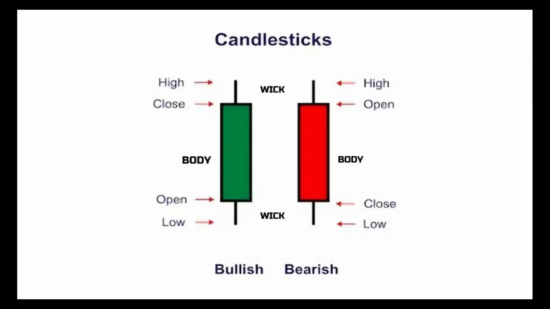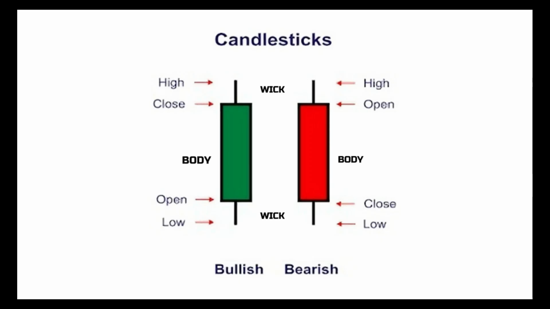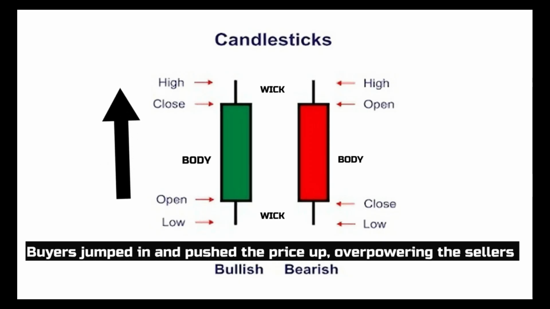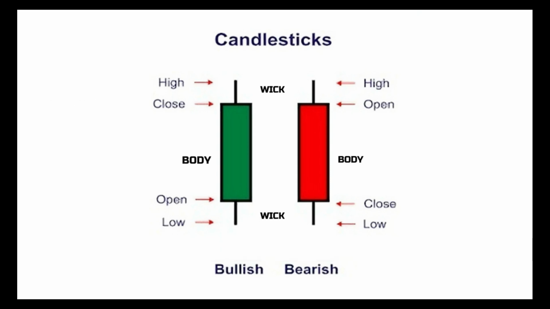Now let's focus on the green bullish candlestick. It opens at the bottom of the body. The wick, that thin black line, shows the highest and the lowest price of the session. At first, sellers pushed the price down, making a low. But then buyers jumped in and pushed the price up, overpowering the sellers. The candle closes above the opening price, meaning buyers won. That's why it's a bullish candle.